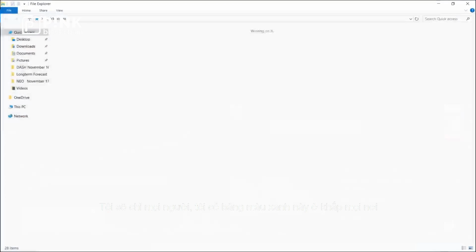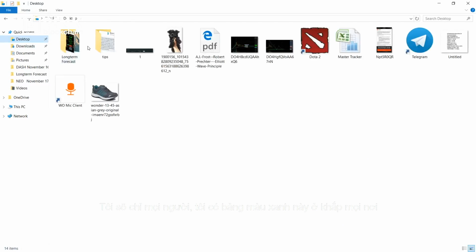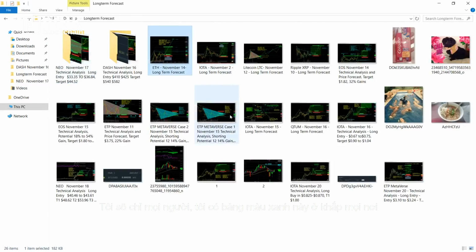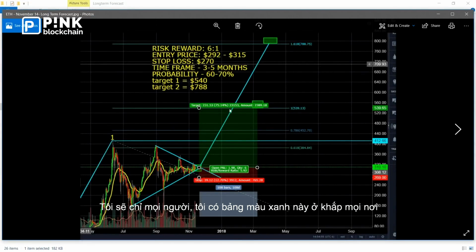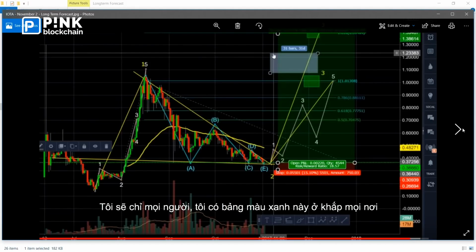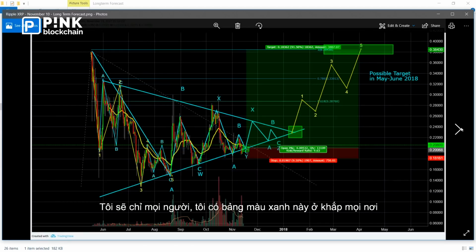So let's take a look at some of my charts. We're not going to talk about entries and stuff. We're just going to take a look at why I always have this green, red thing, right? I've got it everywhere. I got it in every single one, right? It talks about the percentage to gain. It talks about right here as well, the risk to reward ratio. And it talks about the percentage right here.